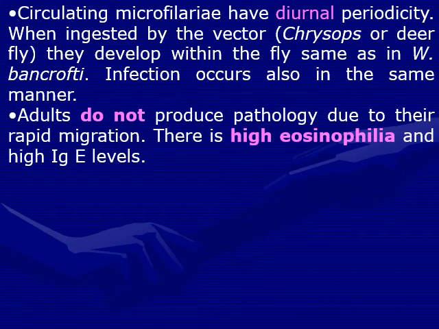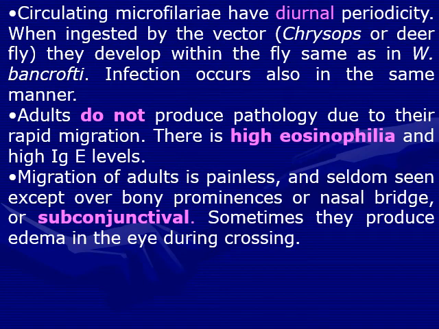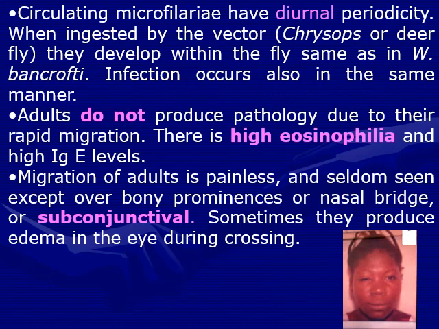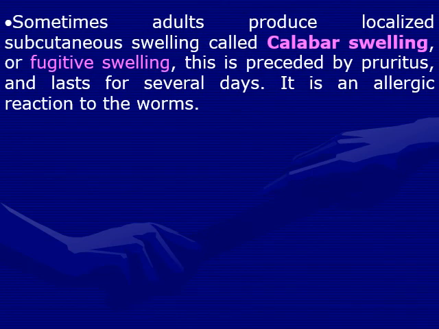Adults don't produce pathology due to their rapid migration, and there is high eosinophilia and high immunoglobulin E levels. Migration of the adults is painless and seldom seen except over body prominences or bone prominences and nasal bridge, or in the subconjunctival area, but sometimes they produce edema in the eye during crossing, like in this case.